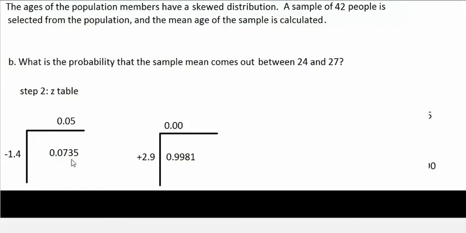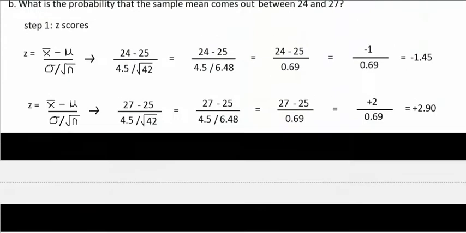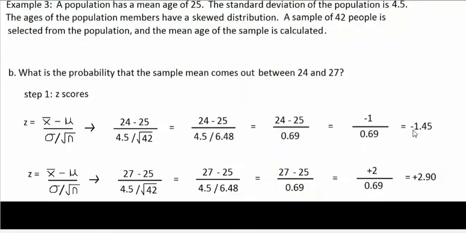So the first one was negative, what was it, negative 1.45? Yeah, so this one, we're going to the negative z-table, and it's going to be row negative 1.4 and column 5. This one down here is going to be in the positive z-table, and row 2.9, column 0. Remember, I told you that the third digit at the end is the column digit.